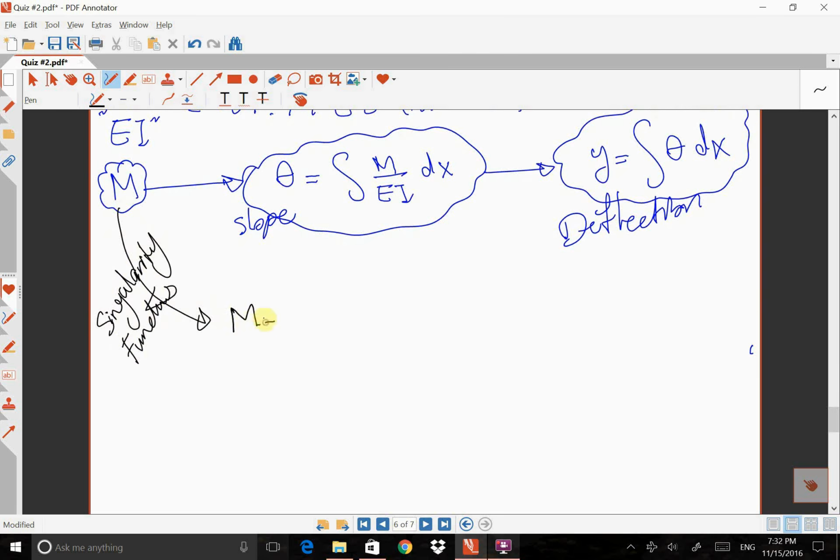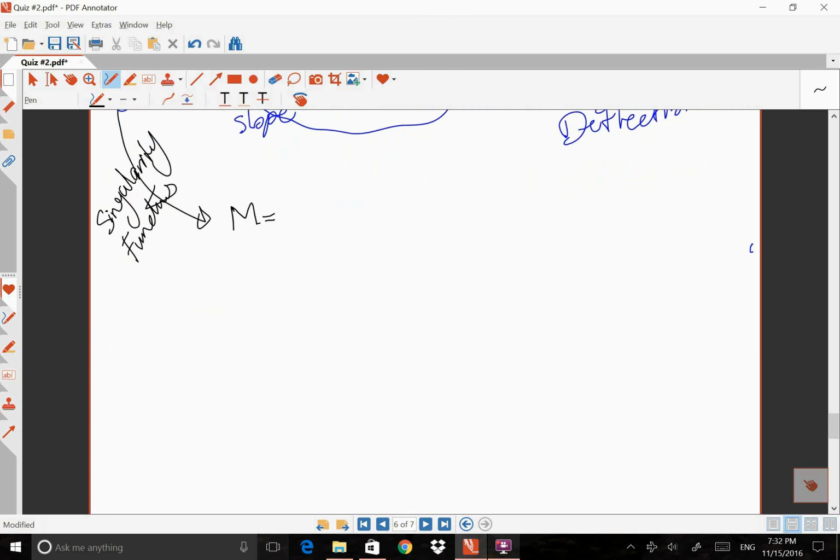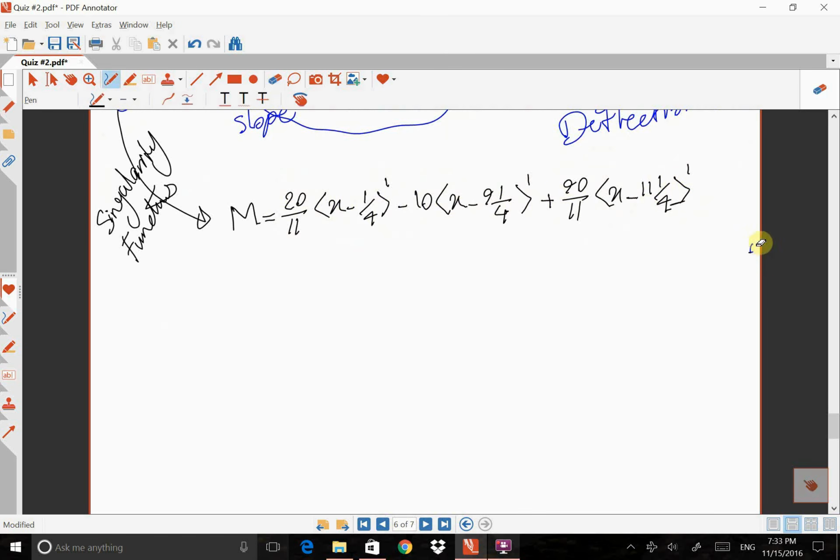So the moment for this problem is 20 over 11 times (x minus a quarter) to the power of 1, minus 10 times (x minus 9 and a quarter) to the power of 1, plus 90 over 11 times (x minus 11 and a quarter) to the power of 1. Okay, so that's my moment equation.